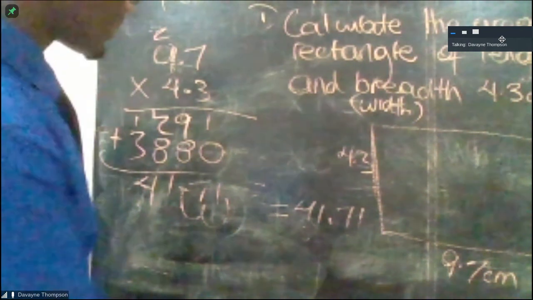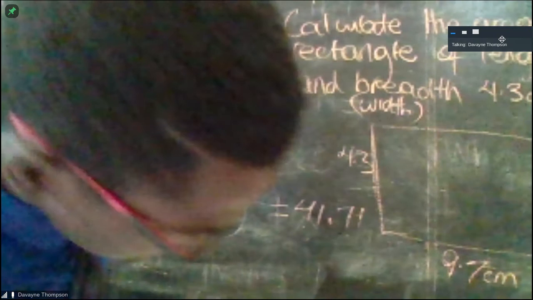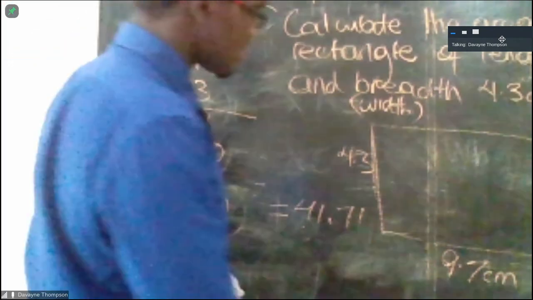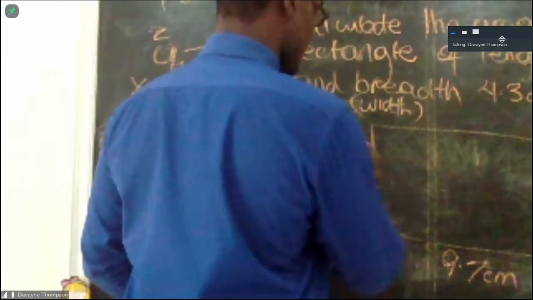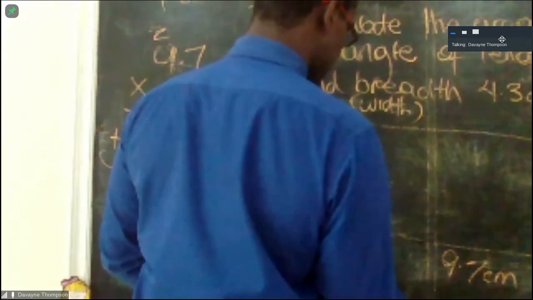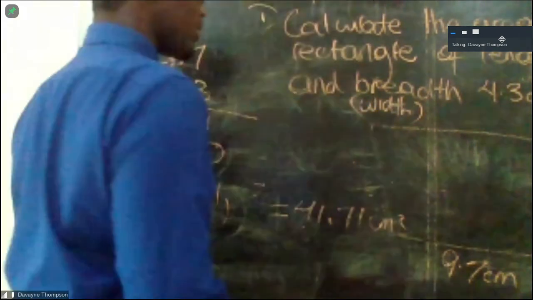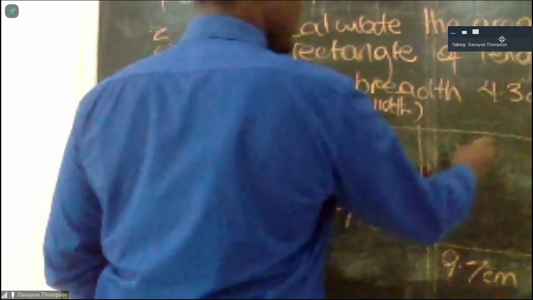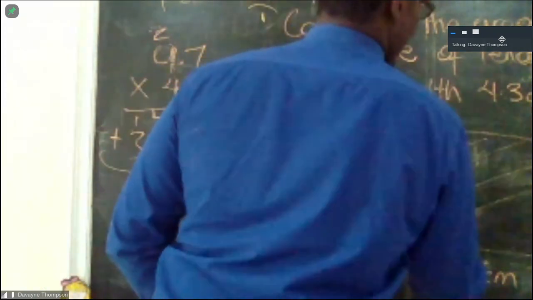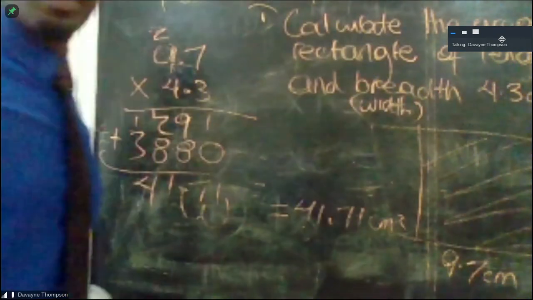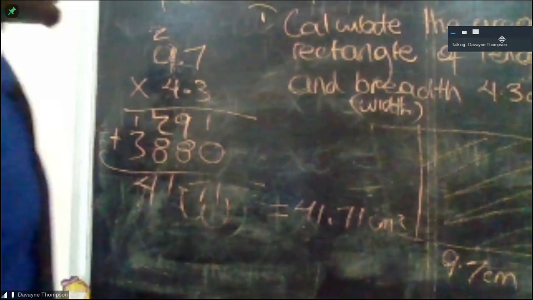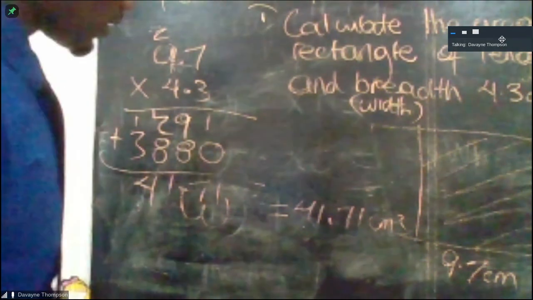There's another thing: centimeters squared. Right. Centimeters. It's a very small rectangle. So in other words, the area inside would be 41.71 centimeters squared. Excellent. We're going to do one more.